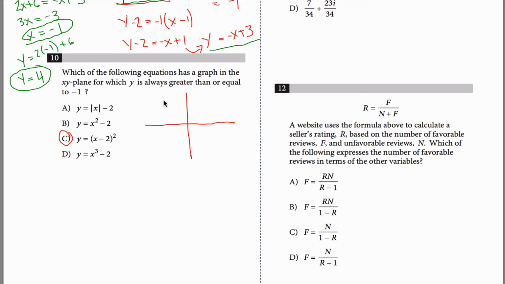If you know that the graph of y equals the absolute value of x looks like this, those are supposed to be straight lines, it's just not the clearest drawn straight lines, and that y equals x squared is this U-shaped graph, it's this parabola.